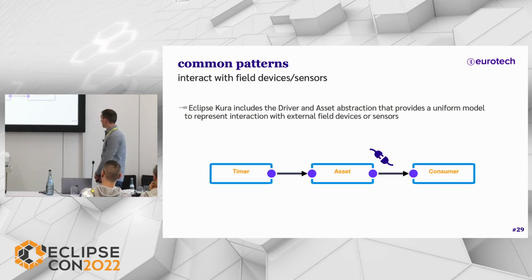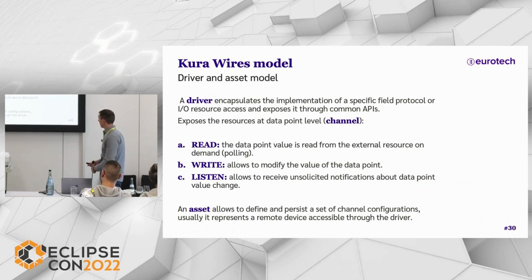And perhaps the most important use case is also being able to interact with external stuff like field devices or sensors. And we have created a specific model for this called driver and asset. So a driver is a component that encapsulates the implementation of a field protocol and allows you to think in terms of data points that are called channels. A channel can be, for example, a Modbus register, an OPC-UA variable, but also a digital input, a digital output. And you can perform the read, write, or listen operations on that in a uniform way.